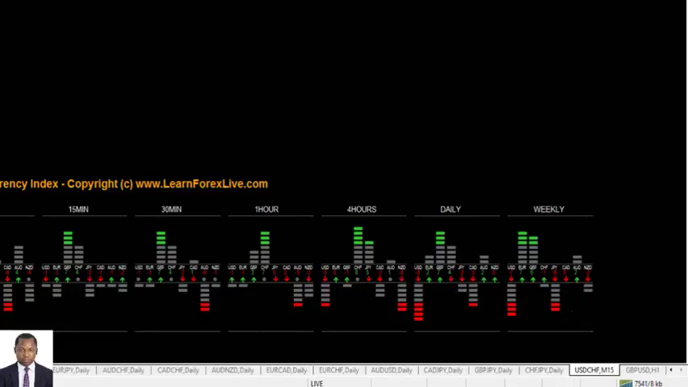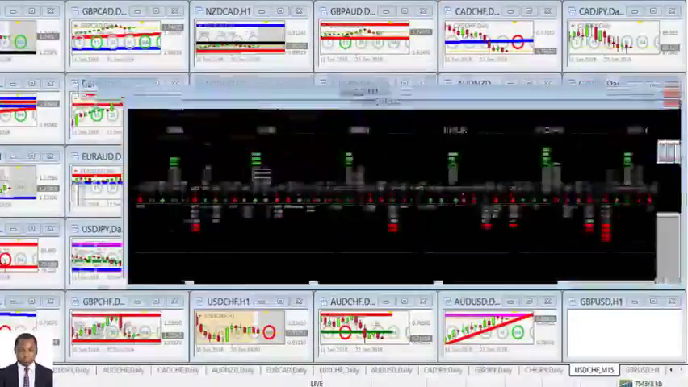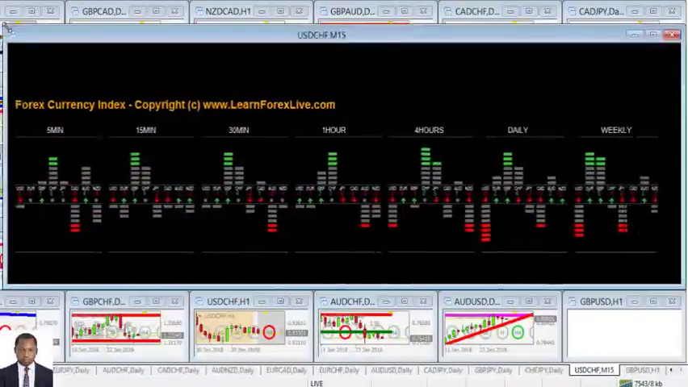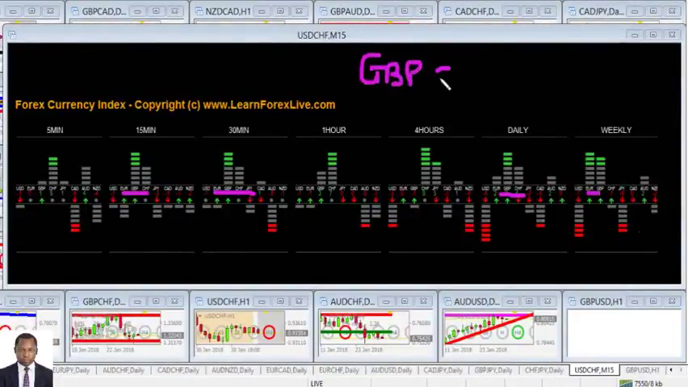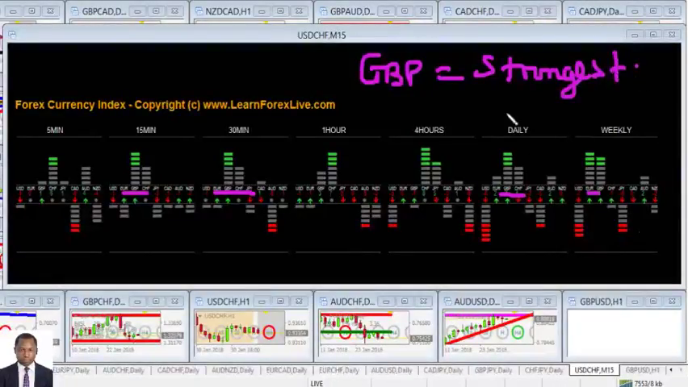Okay, now let's look into the forex currency index. All right, now the green light here is absolute strength. We are having absolute strength coming more from the sterling pounds. Sterling pounds is the strongest of all currencies, followed by the Swiss franc.